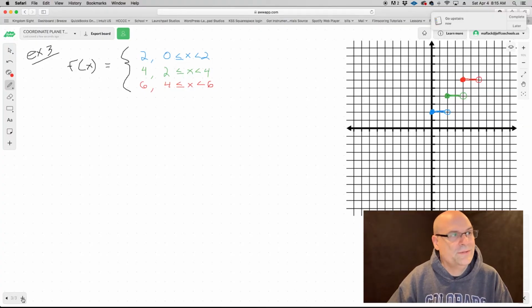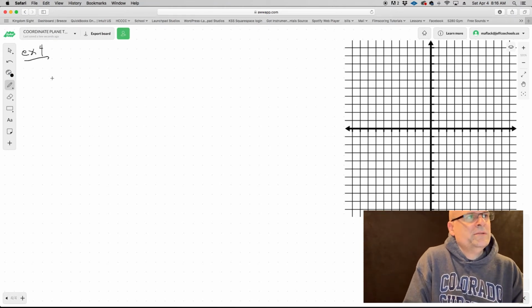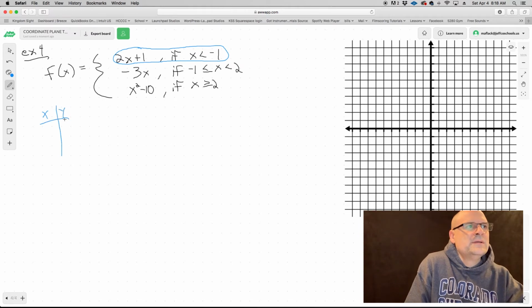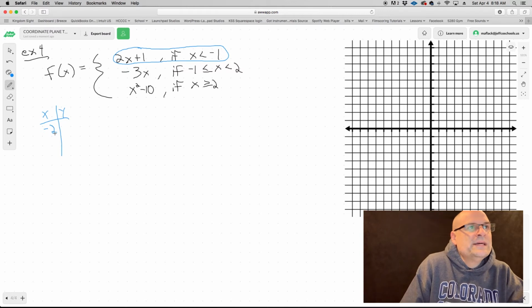All right, let's do another one. Okay, so let's see if we can graph this function. I'm going to color coordinate this again and write some xy values here, okay? So let's say x is -2, right? Because we're choosing x's that are less than -1. So when x is -2, then we get 2 times -2 is -4 plus 1 is -3. All we're doing is plugging in -2 into this equation.